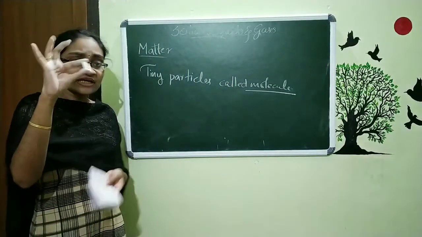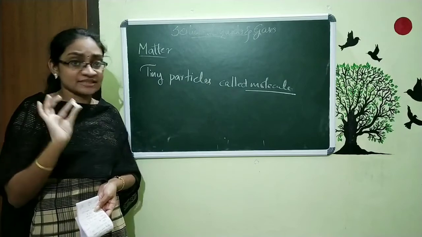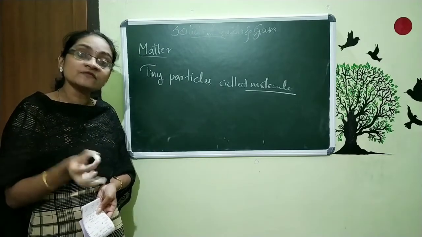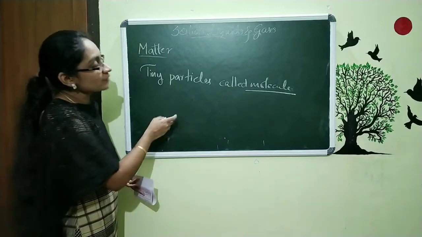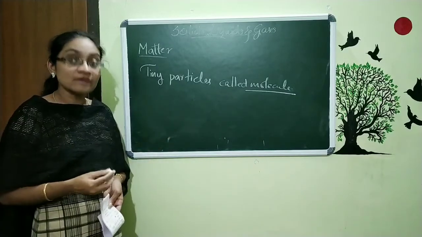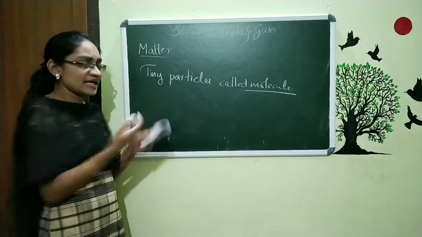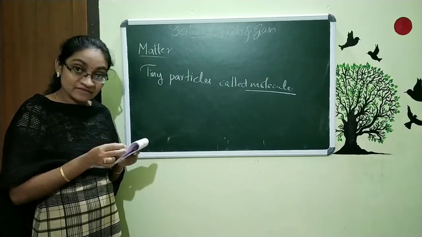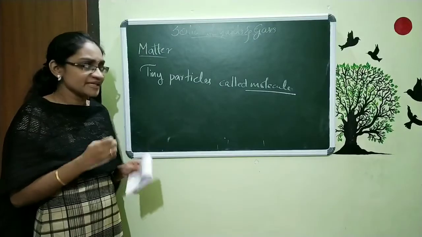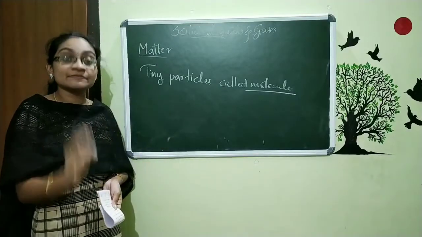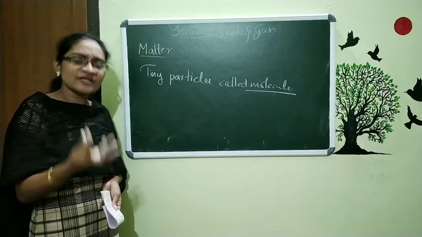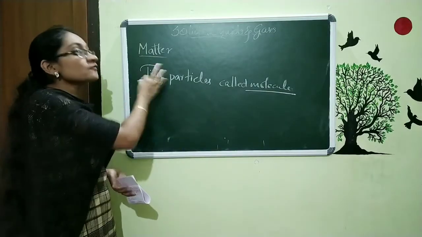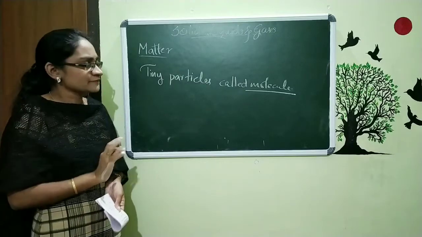And here you can see a chalk piece. Within this chalk there are the molecules of chalk. When we are talking about this board, it has the molecules of board. And in my hand I have paper, and this paper has the molecules of paper. That means each and every substance has different types of molecules, but we can say all of these are made of small molecules.